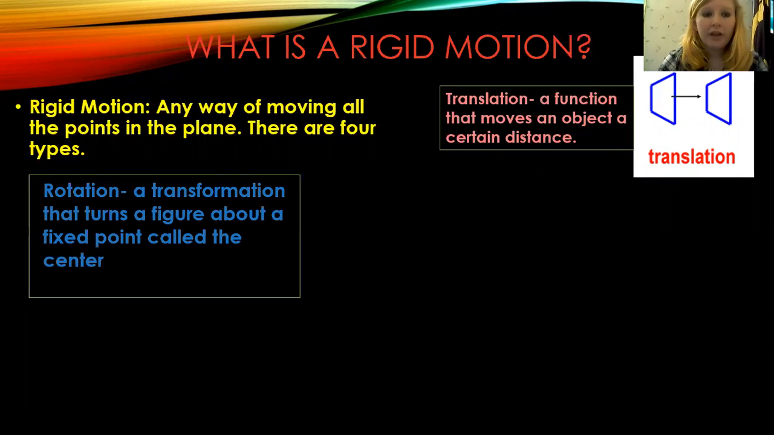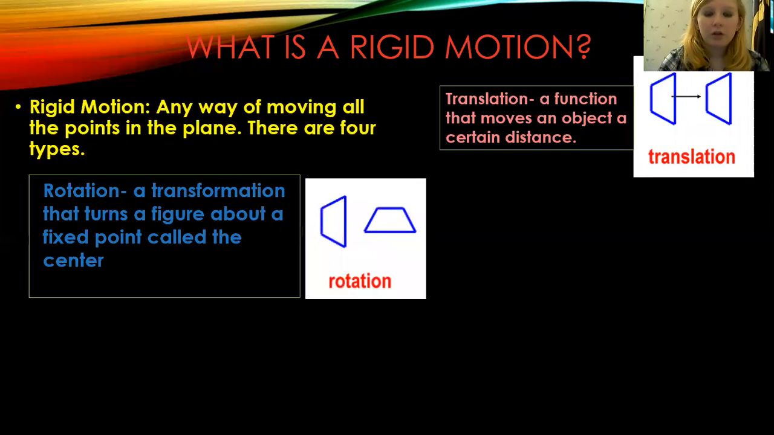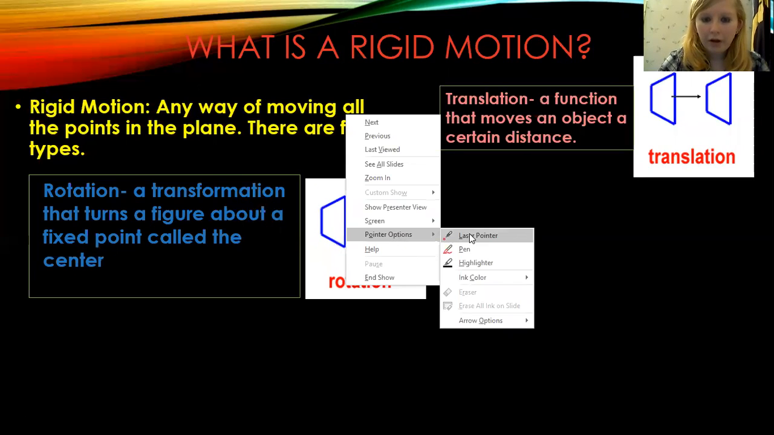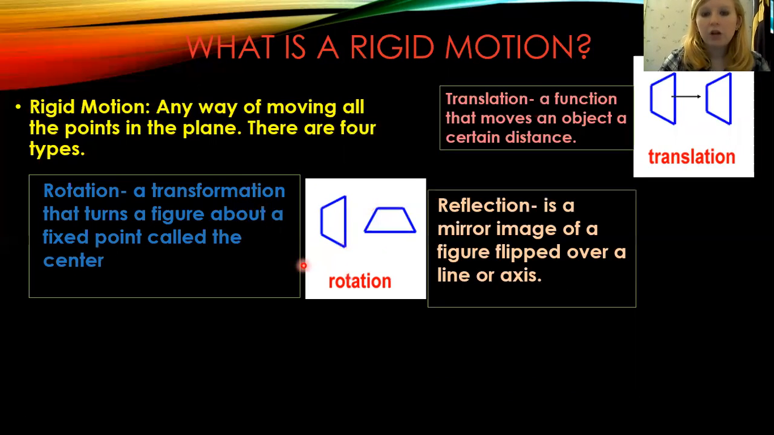Next, we have rotation. It is a transformation that turns a figure about a fixed point called the center. In this picture, the trapezoid is rotated on this point to create this figure.